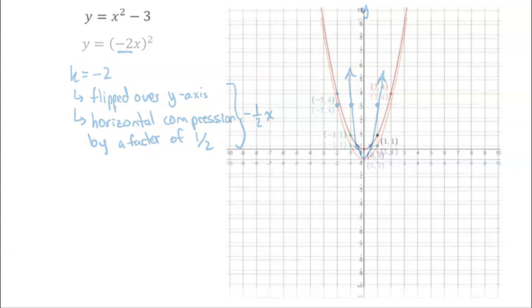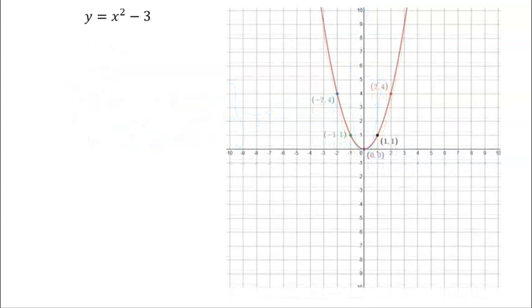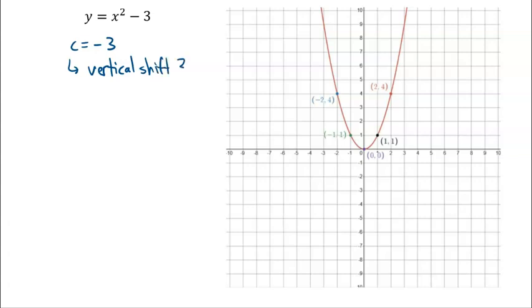So before we put all this together, let's just have a look at the d and the c values here. This one is the case of the c value. So that is a number not associated with x. It's being subtracted from the x squared. And so what that means is the c value is negative 3. That means it is a vertical shift 3 units down. A vertical shift 3 units down. If it was plus 3, it would be a vertical shift 3 units up.